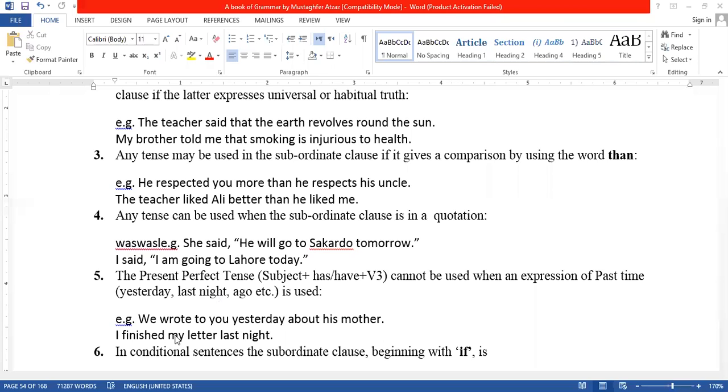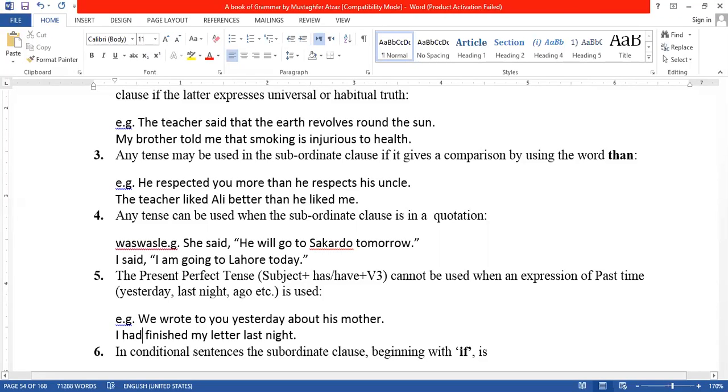Even we can't write past perfect. Not only present perfect is the mistaken part, but also past perfect. For example, look at this sentence. If I write here, "I had finished my letter last night," even this is incorrect. And I would like to tell you, even this is more dangerous.